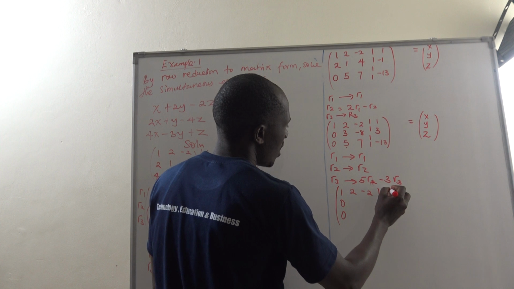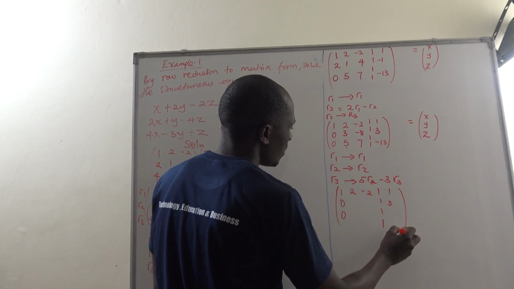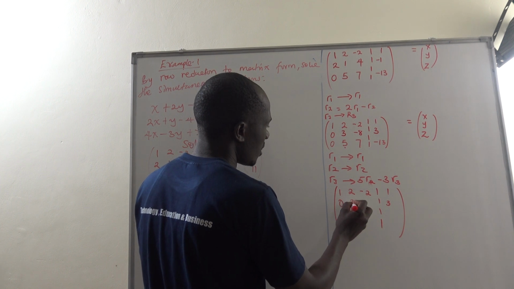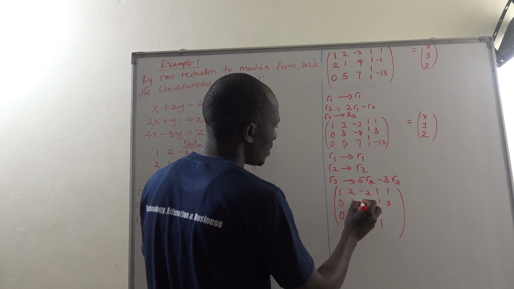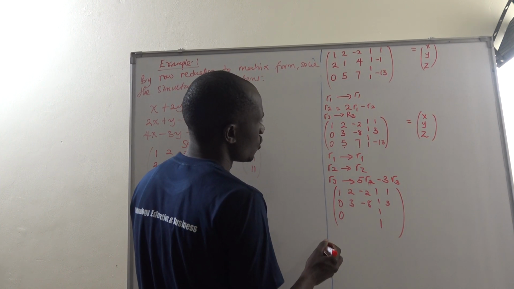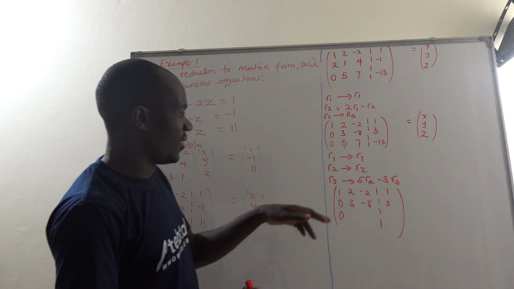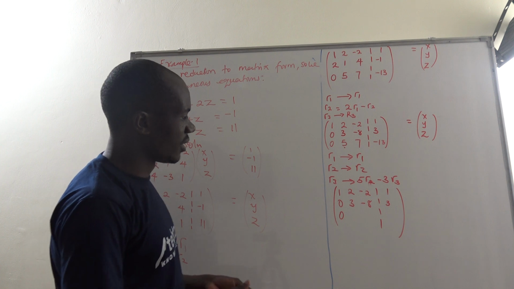We are having 1, 3. So this one, row 2 remains as it is. That's why we are saying 3, negative 8. So our interest is to eliminate that one. Then we apply 5. We are multiplying together.